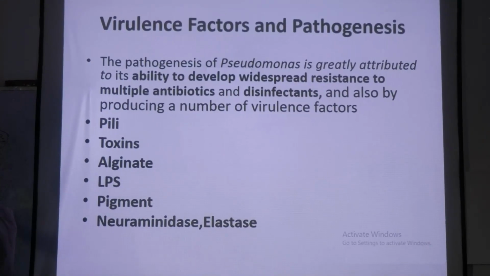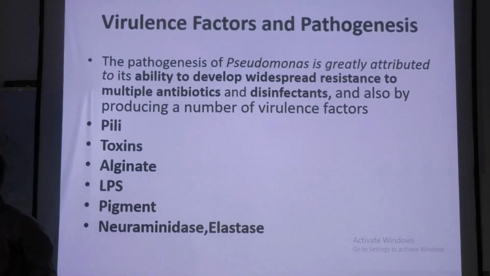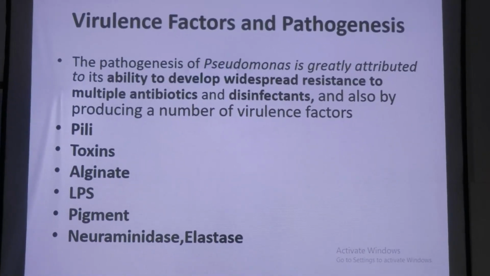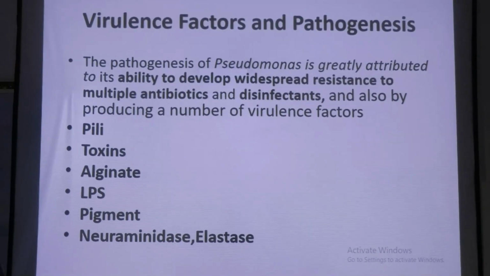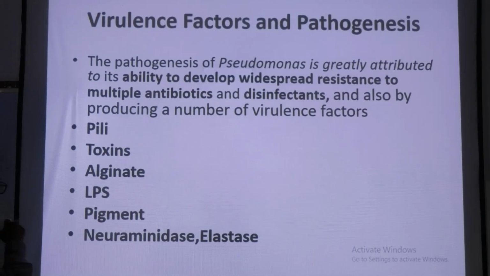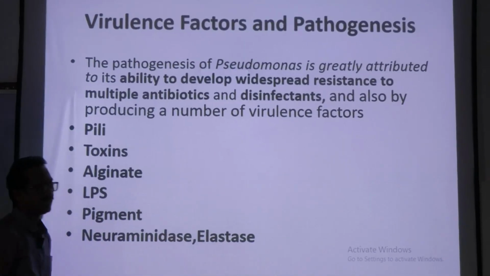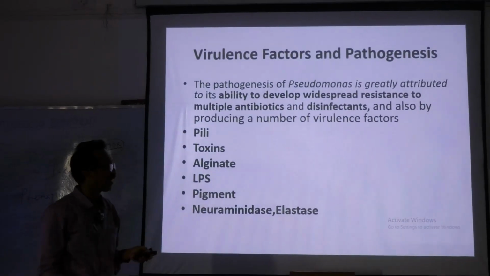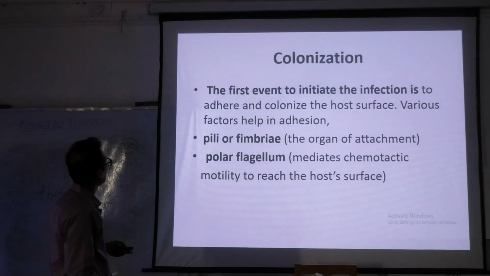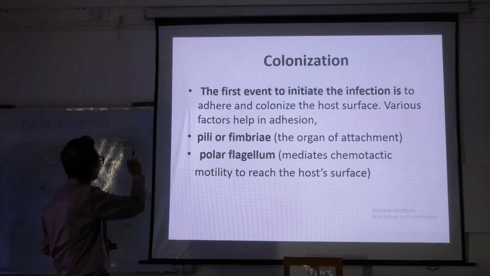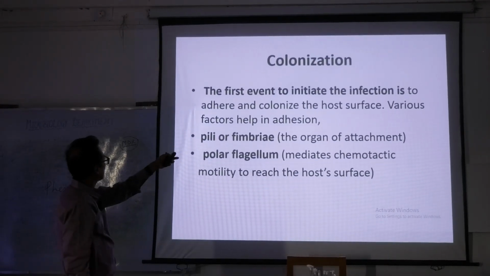Pigment is another virulence factor. It inhibits phagocytosis. That is why it can grow in patients. So this is one of the virulence factors. Other enzymes like neuraminidase and elastase are also virulence factors. Next, the first event is colonization: initiate the infection and colonize the host surface.